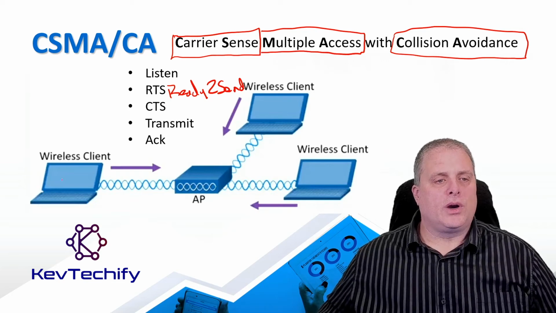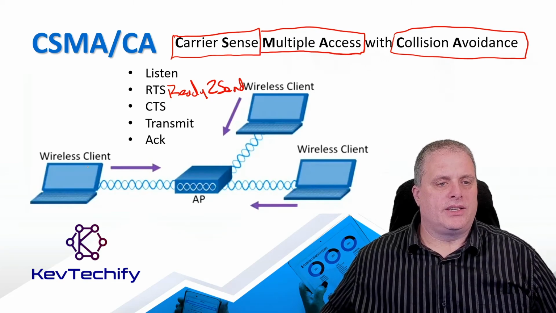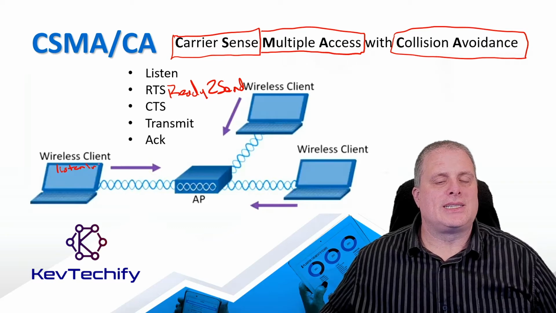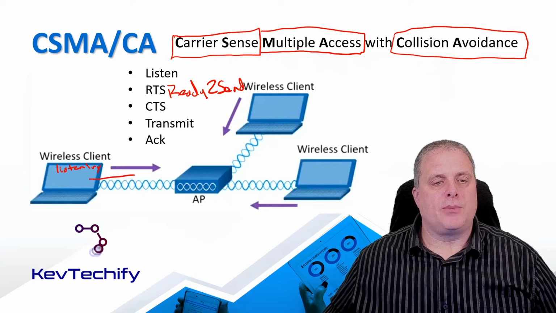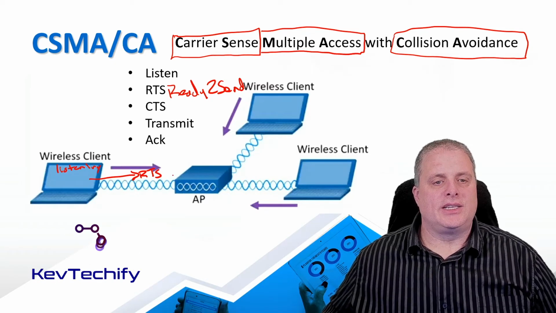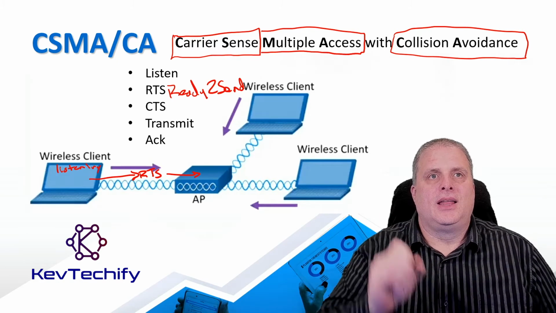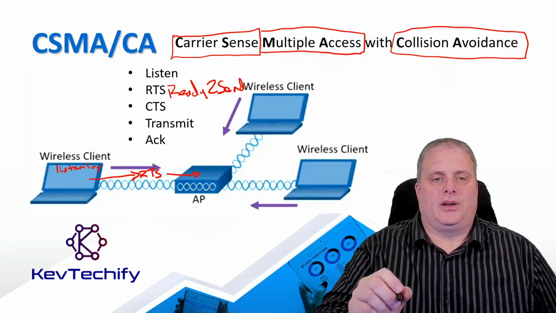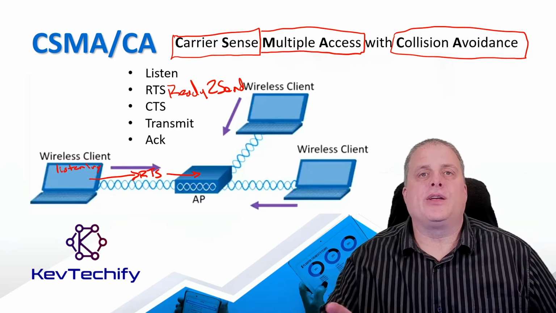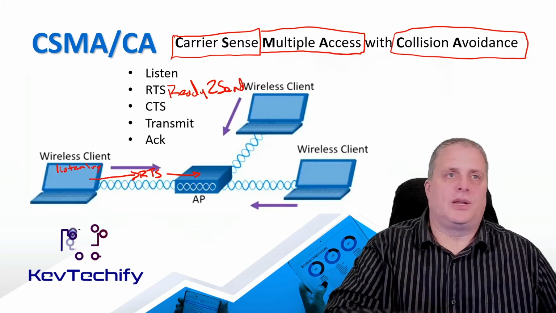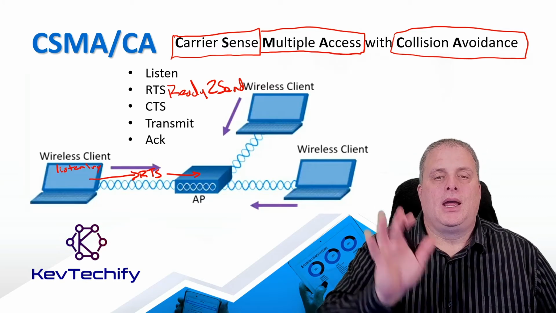And so this wireless client over here has done the listening. And it said, okay, nobody is sending out information. I'm going to send my RTS out. That RTS is sent to the access point. The access point hears that request or ready to send. Then that access point checks and says, is anybody else sending at this point in time? If somebody else is sending, they don't send back the next step.